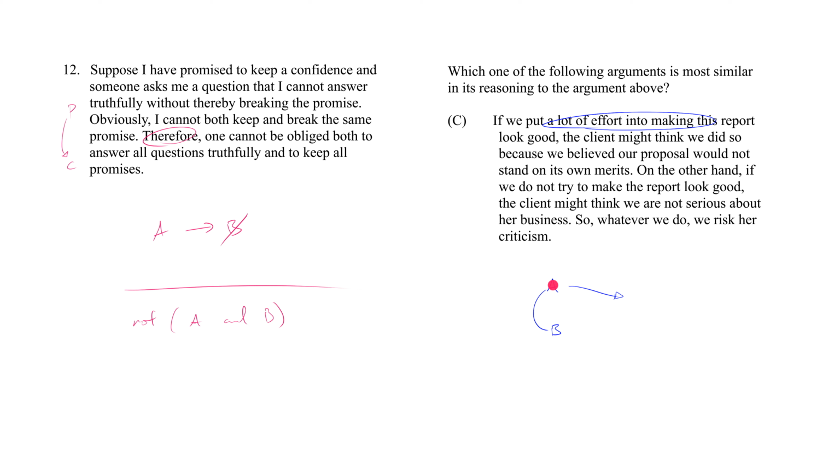you notice B and A are kind of, you almost want to say like it's not A, right? If you put a lot of effort into making it look good, on the other hand, you don't try to make it look good. The reason why I'm hesitant to do A and not A is because I don't want to commit a false dichotomy error, right?